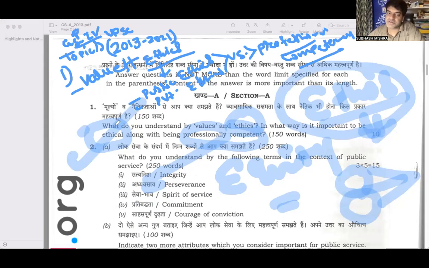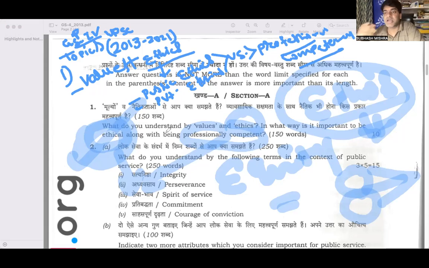If the spirit of the service is ethical in nature, what is the spirit of the service? Sarve bhavantu sukhinah, which means may all be happy. Vasudhaiva Kutumbakam, all the world is the family, and charity begins at home. We should serve our society. Public administration is a socially embedded process. So you will have to write like this.